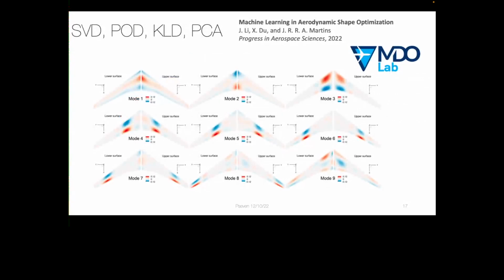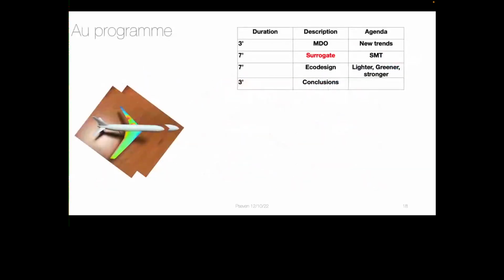And this slide from the MDO lab is a really good application in aircraft design. You can find a lot of information in this review, machine learning in aerodynamic shape optimization. And for me, aerodynamic shape optimization offers a nice benchmark to test all the methodologies.